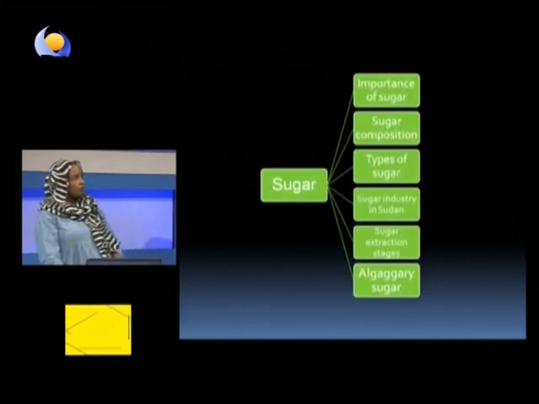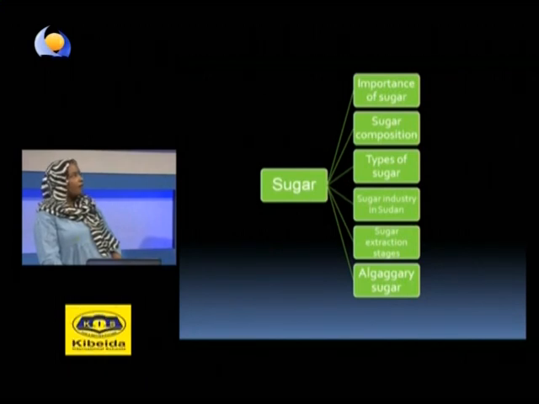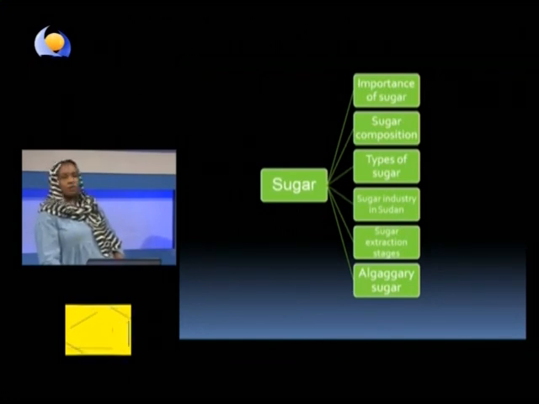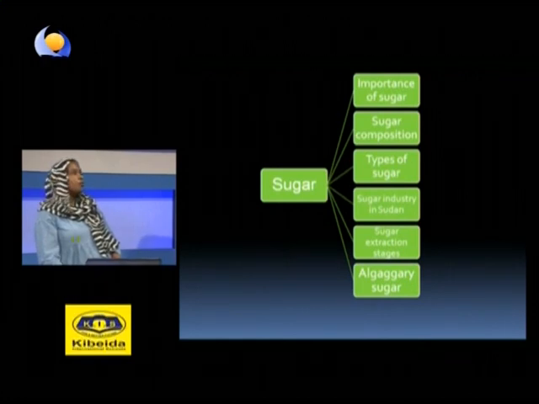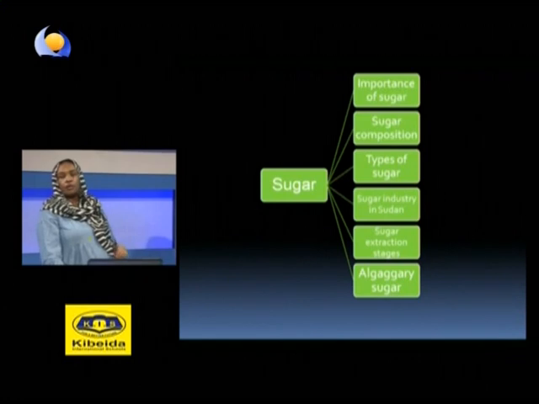Then we have the sugar unit. The first thing explained is the importance of sugar. There are different importances of sugar for humans, sugar consumption, the sugar family, and sugar consists of different compounds, and so on. Then types of sugar. Types of sugar are divided into two, as you know, complex and simple. Everyone has its own examples, and where do you find these types?